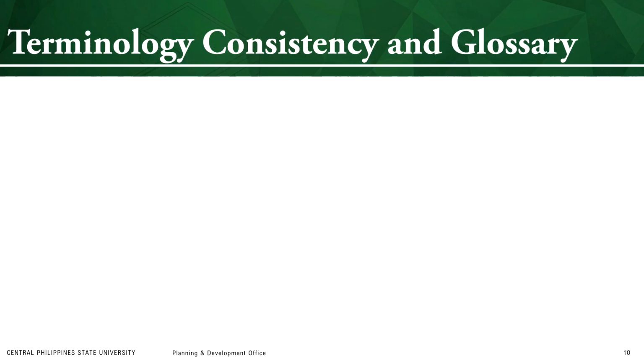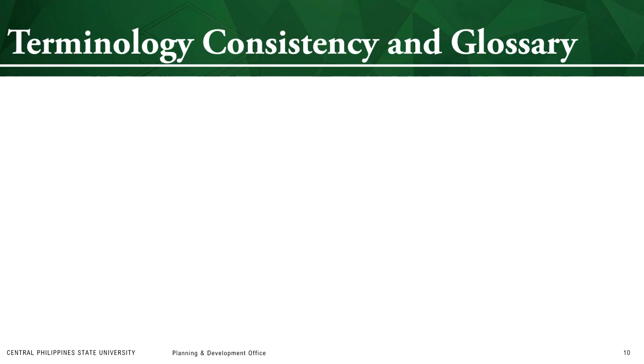Next, terminology consistency and glossary. This one might seem minor, but it causes more confusion in LUDIP documents than almost anything else. Imagine a reviewer reading your LUDIP and encountering 3 different terms for the same thing. Academic zone in one section, instructional area in another, and teaching zone in a third. Which one is the official designation? Are they the same thing or different things? The reviewer doesn't know, and neither, perhaps, does the writer.